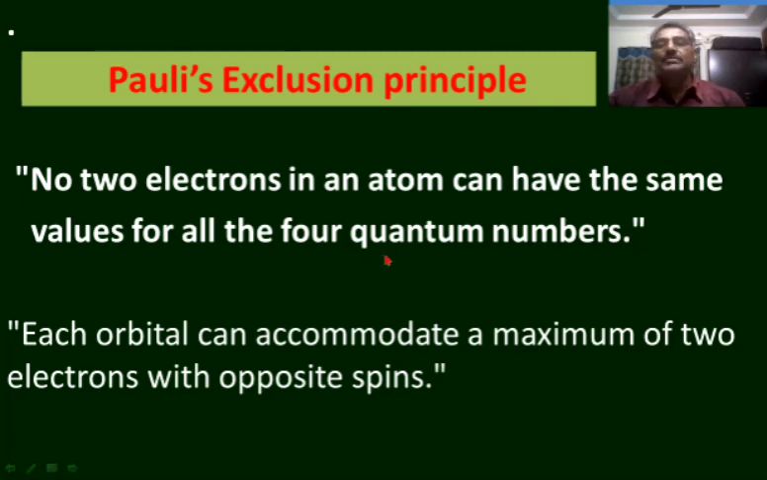As there are only 2 possibilities of spin, an orbital can accommodate a maximum of 2 electrons only. That too, they occupy the orbital with opposite spins. That is, one electron in that orbital spins in the clockwise direction and the other electron in the orbital spins in the anti-clockwise direction. This principle excludes the entry of a third electron in an orbital.